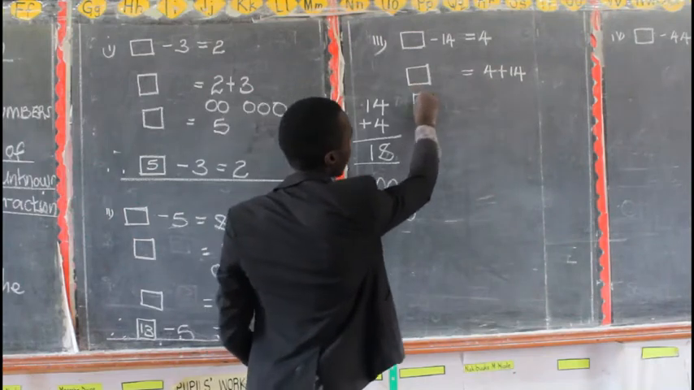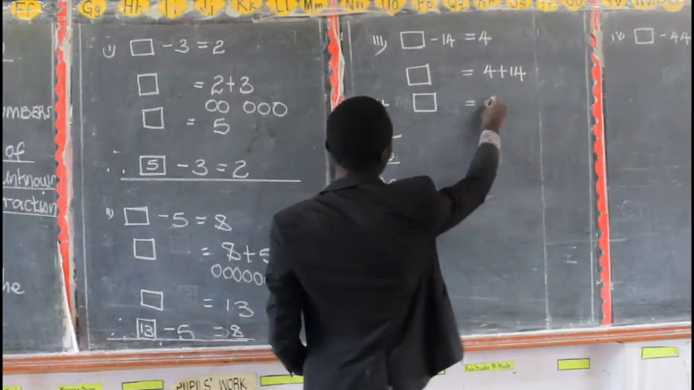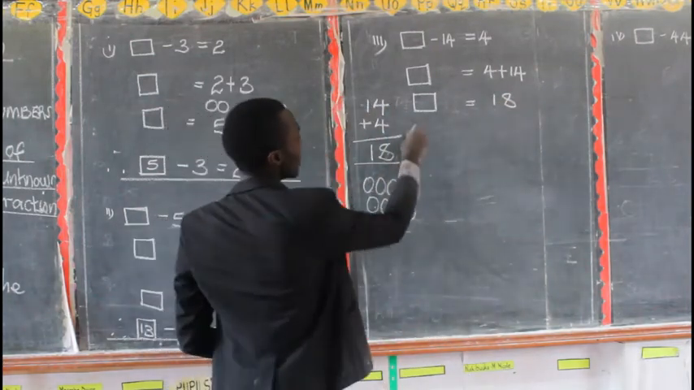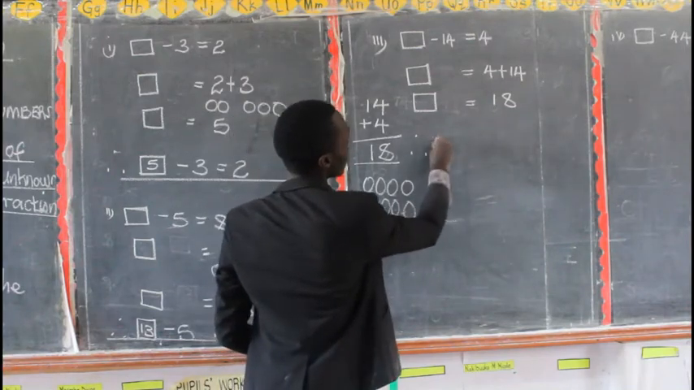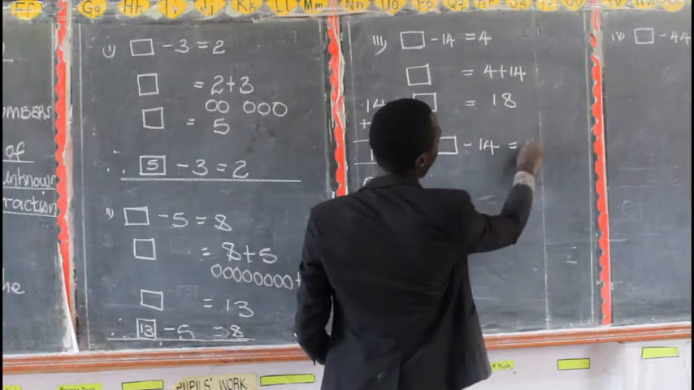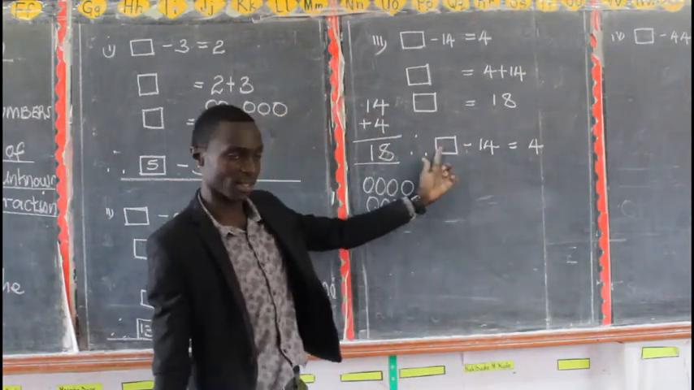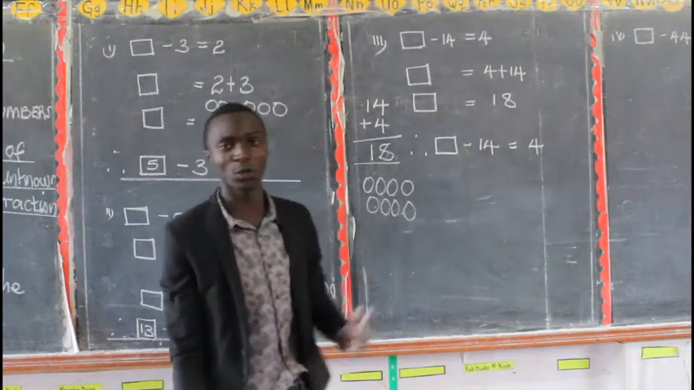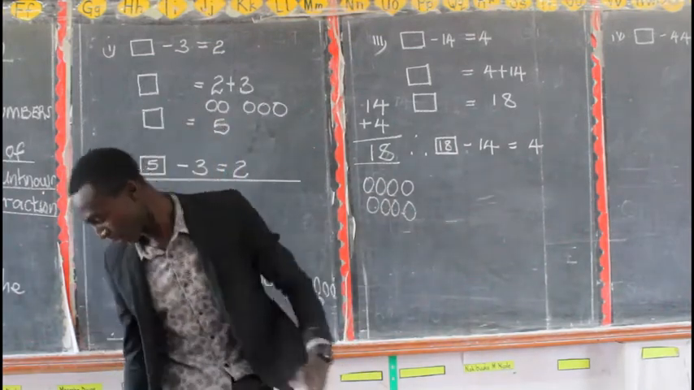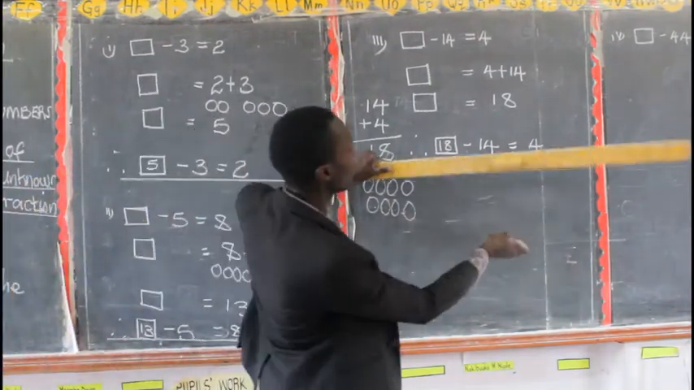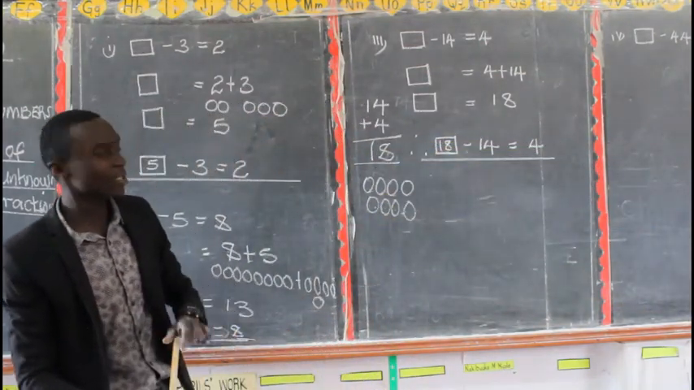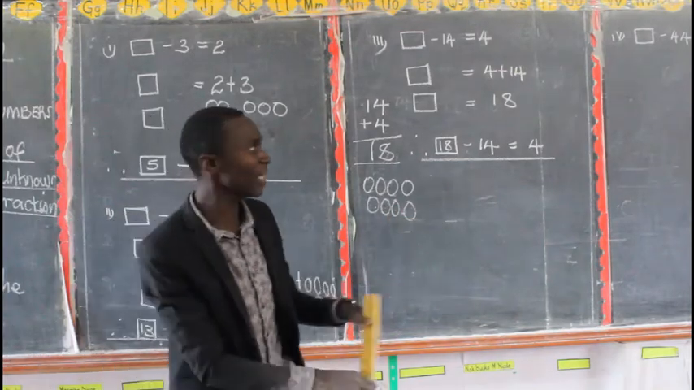So we therefore say that a box is equal to how many? Is equal to 18. Don't stop there. Repeat the statement by saying a box minus 14 is equal to 4. But what is in your box? Here you say that a box is equal to 18. So we put it there as 18. After that, you have to underline your work properly.